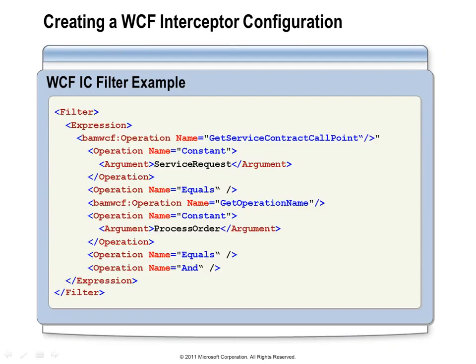As an example, you can see we have a filter here. We're going to use that get service contract call point. And we're going to indicate that this is a service request. So we're interested in messages coming into the service. And then we're also going to use the get operation name of process order. So if you're calling the process order method on your service, we're receiving the message on the other side, then this filter is going to match, and we'll be able to then do updates or collect values from there.